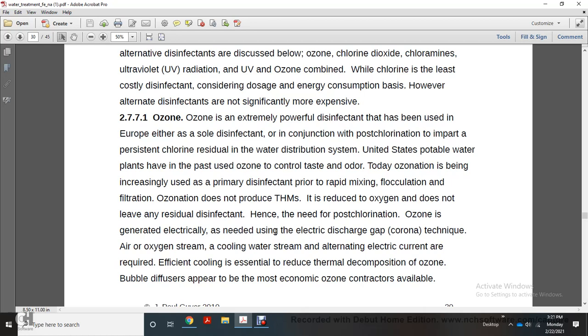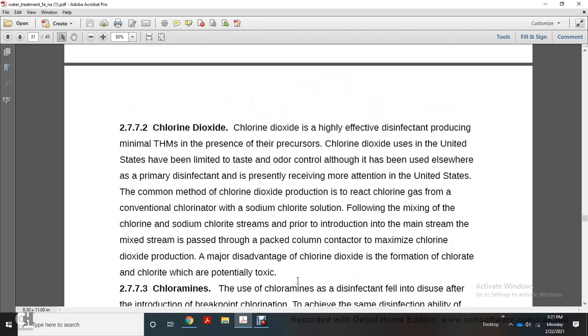Ozone is generated electrically, using the electrical discharge gap or corona technique. An air or oxygen stream, a cooling water stream, and alternating electrical current are required. Efficient cooling is essential to reduce the thermal decomposition of the ozone. The diffuser is one of the most economic ozone contactors available.